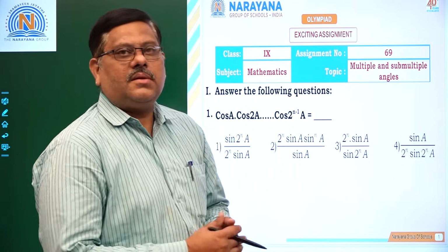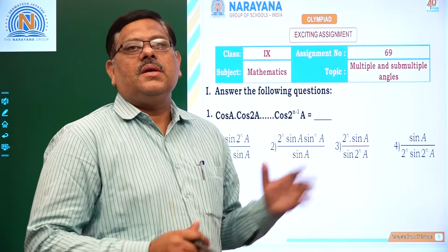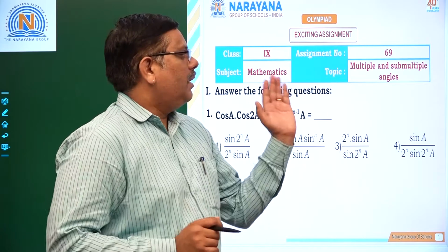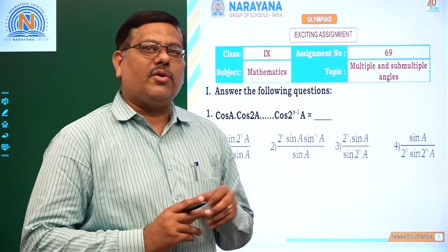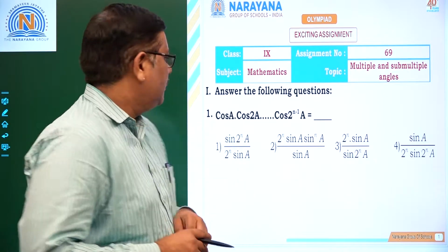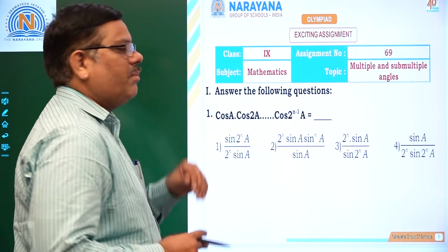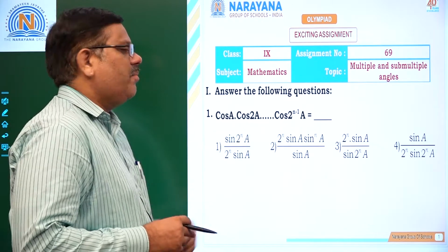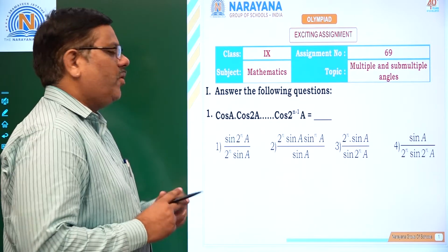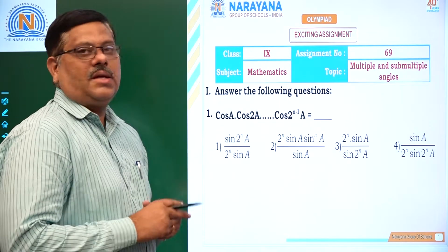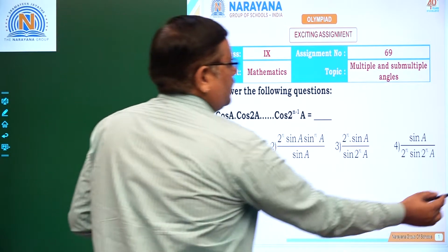Today for class 9 students, we are going to discuss assignment number 69 on multiple and submultiple angles under trigonometry. Let us start with the first question. Cos A into cos 2A into so on cos 2 power n minus 1 times of A. It is a very important identity we have. Now we are going to prove it. What is the resultant answer? For that, let us see.